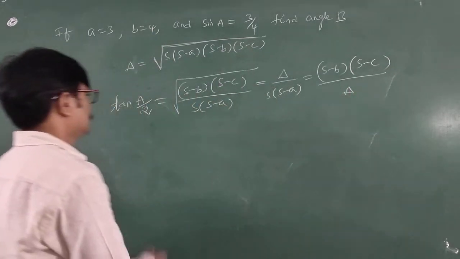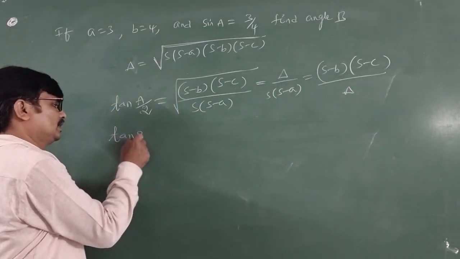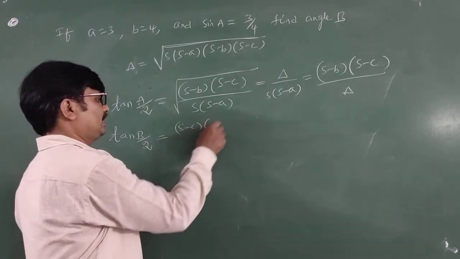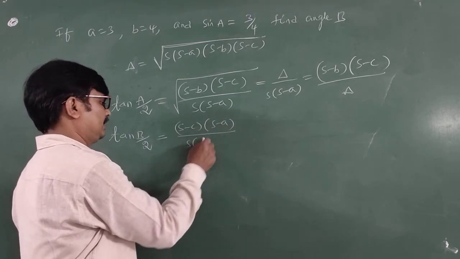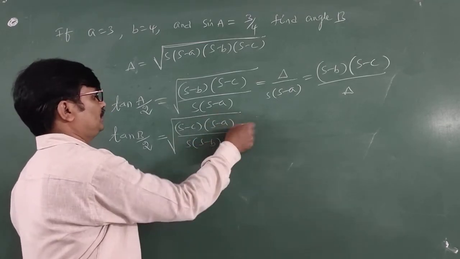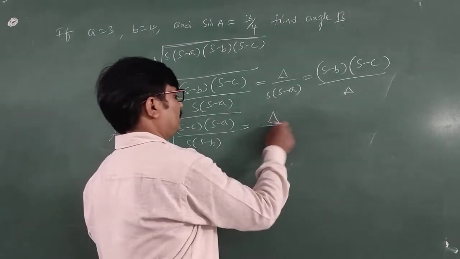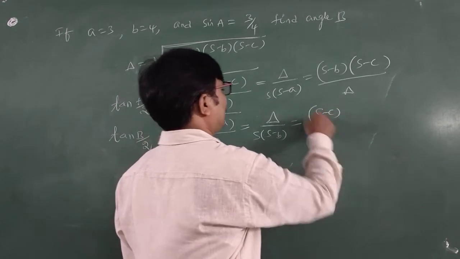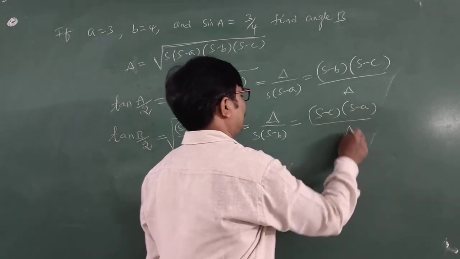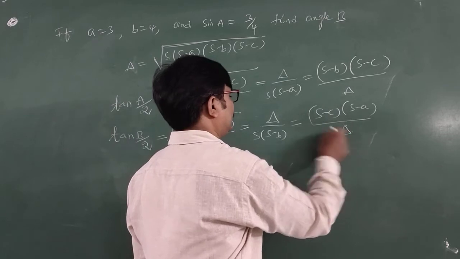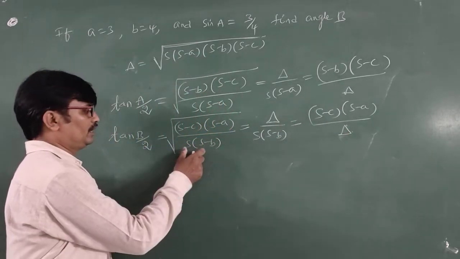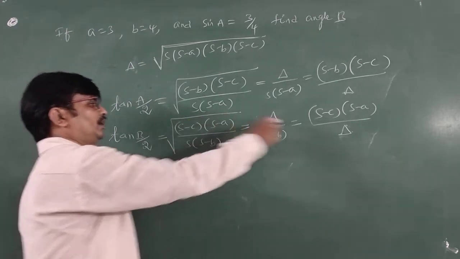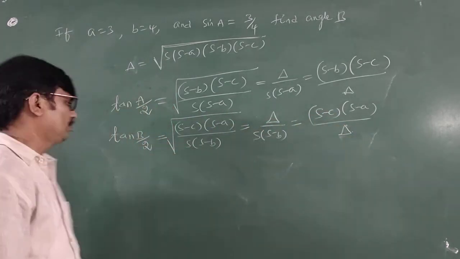So what is tan of B by 2? Tan of B by 2 is root of S minus C into S minus A by S into S minus B, this is delta by S into S minus B, equal to S minus C into S minus A by delta. When we take the delta in the numerator, we can remove the root in the denominator. When we remove the root in the numerator, we take the delta in the denominator.